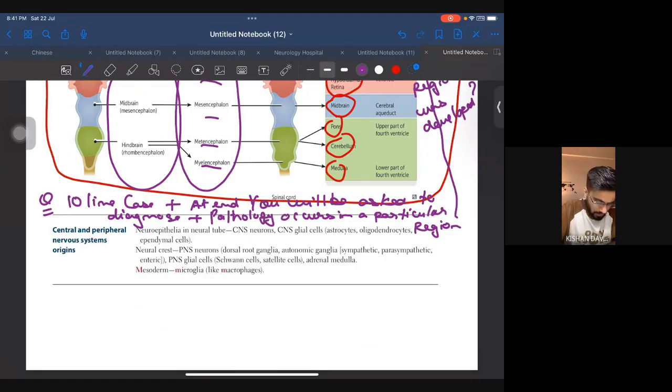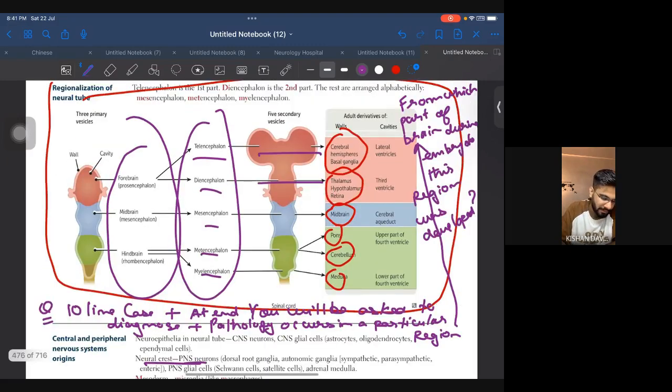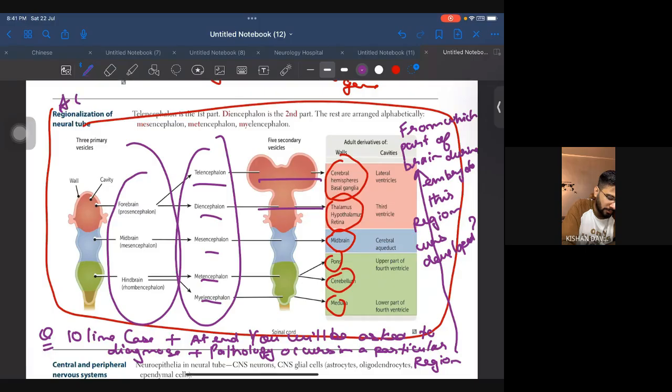Okay, so let's just continue. Central and peripheral nervous system, neural crest, PNS, and CNS. This is all the basic stuff. But do remember this thing. So many questions have been asked in UL, and even NBME has asked.